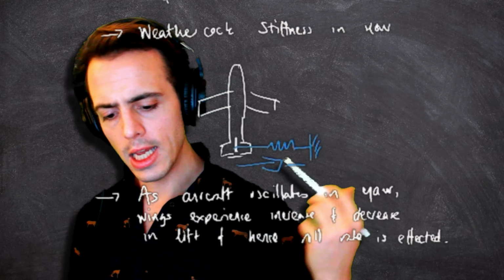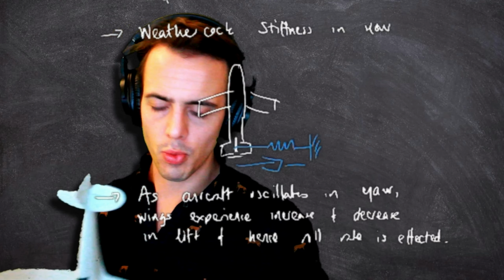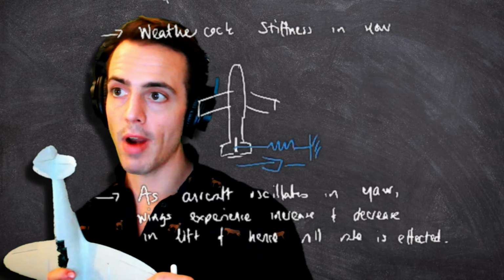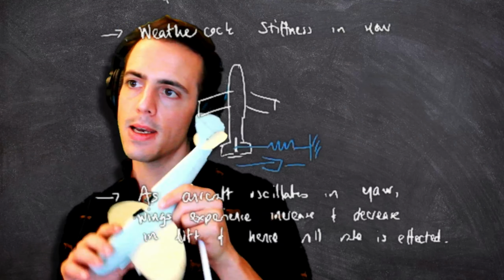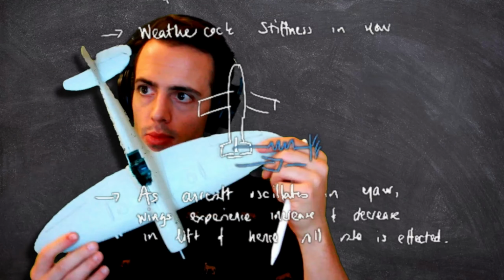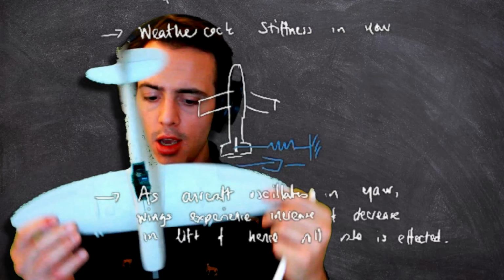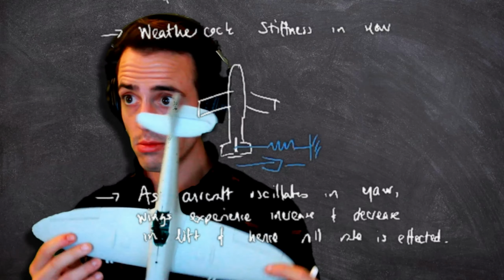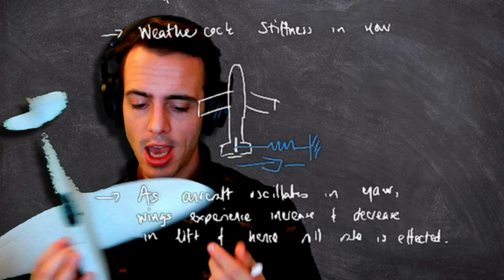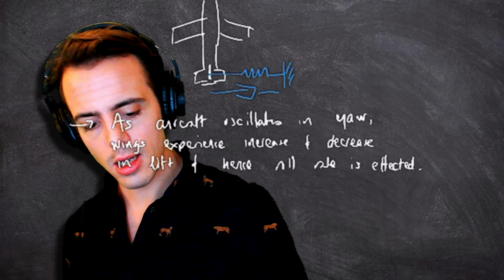Okay, so we said here, as the aircraft oscillates in yaw, the wings experience an increase and a decrease in lift, and hence a roll rate is effected. That roll rate as well, if we think about the aircraft doing this motion here, what's causing the increase and decrease in lift is not the change in sideslip, it's the change in the yaw rate R.